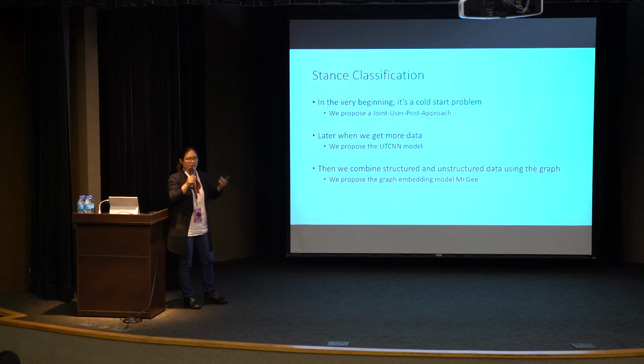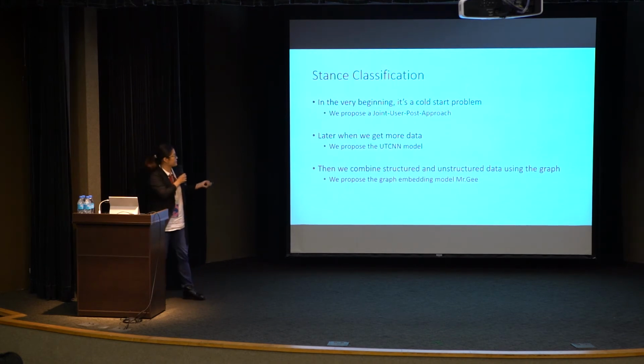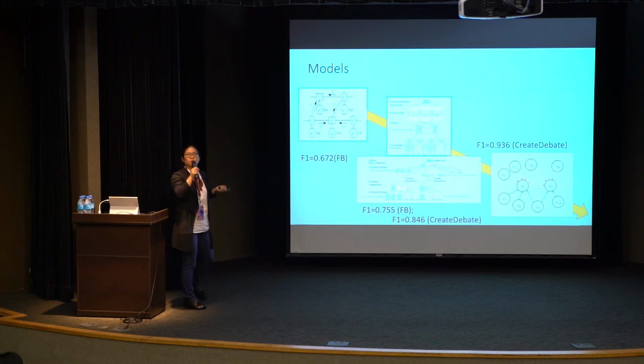Then in the end, we find that the user information and the post information are structured and unstructured data. How can we combine them together and optimize together? So we propose the model, Mr. Gi, which is a graph model, and we generate the node graph embedding for each node so that we can do the stance classification. Okay, so here is the model.